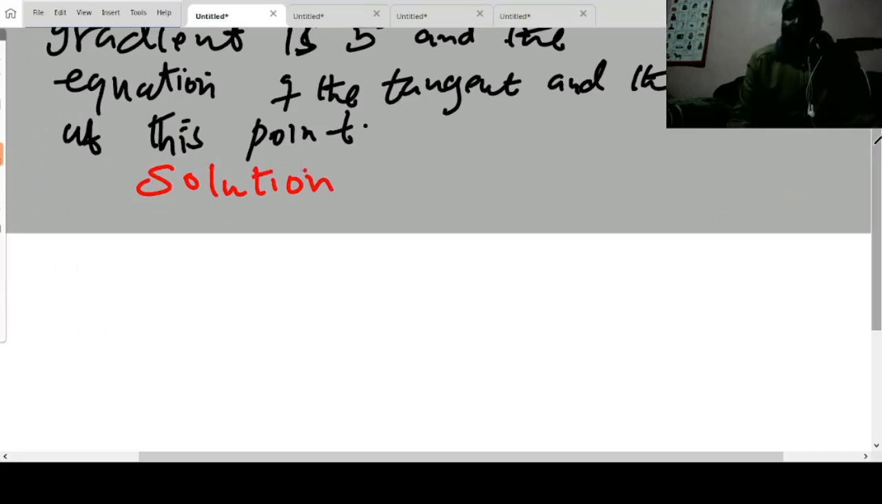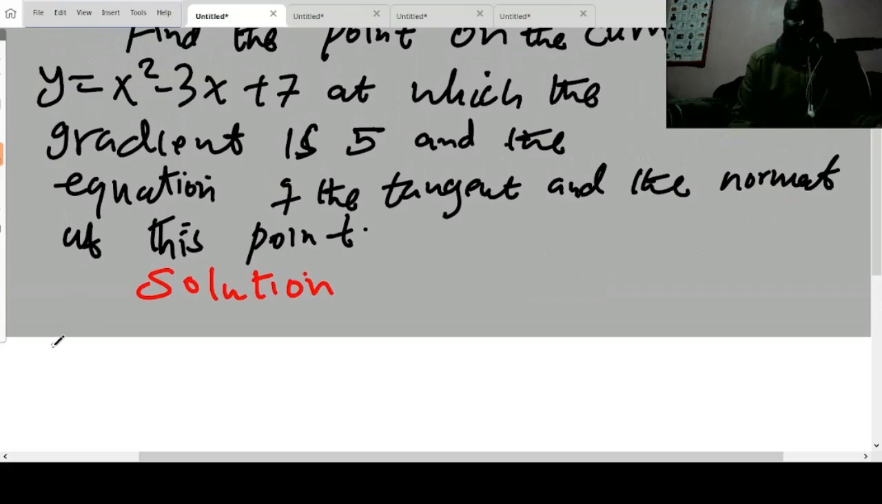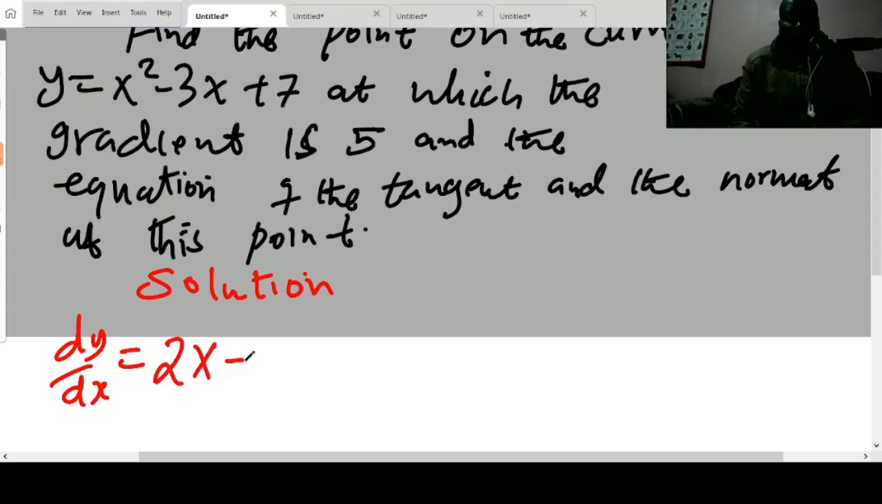So we have, let us get the gradient function. dy over dx is equal to 2x minus 3. Was it 3 square or I made a mistake? Yeah, it is okay. It is 2x minus 3. So our gradient function is this, but this function is equal to 5 because we have the gradient.